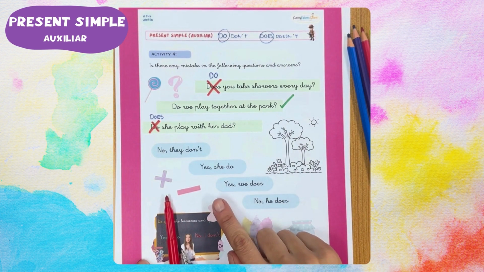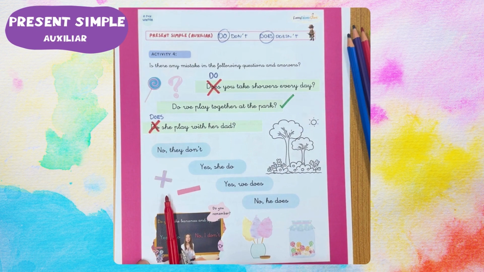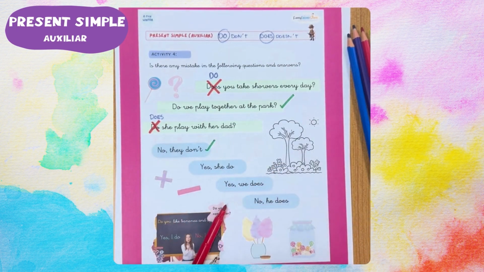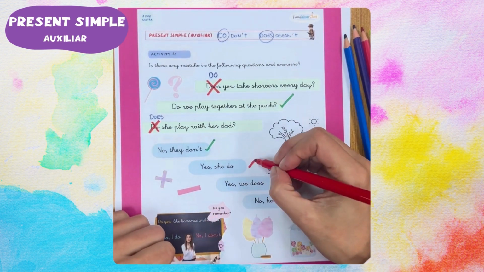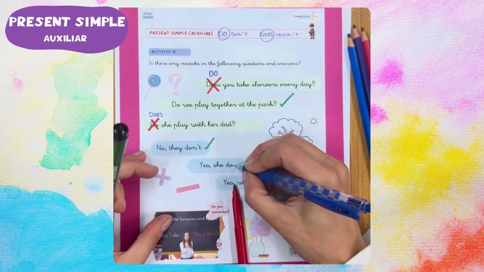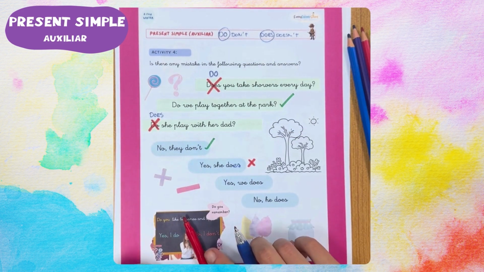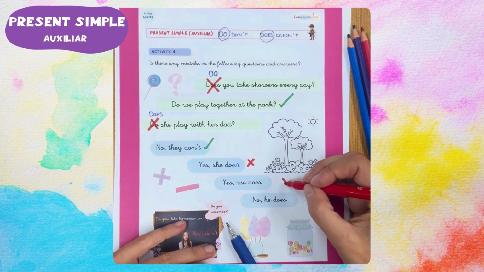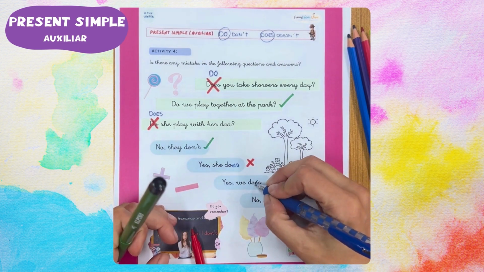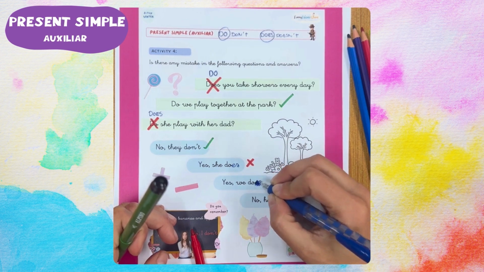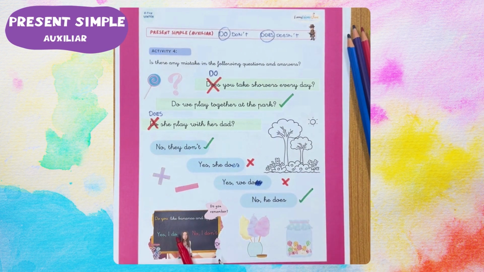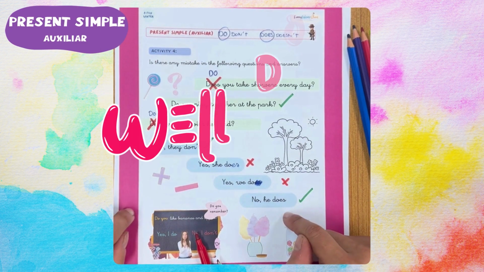Okay, and now we have the answers, okay? No, they don't is okay, yes. With they, don't. Yes, she do, no. Yes, she does, okay? Yes, we does, no, it's yes, we do. Yes, we do. And no, he does, it's good, okay? It's super good. Well done.